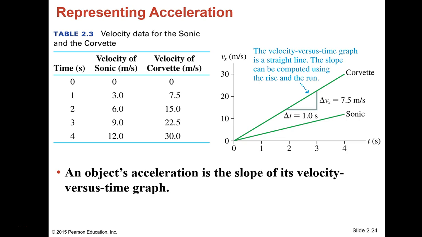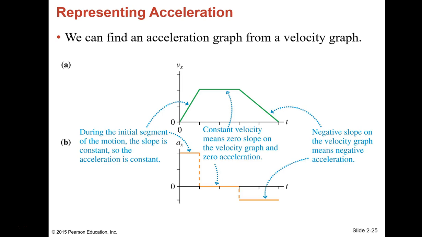All right. So again, we talk about the object's acceleration as the slope of this line. Okay, if we have a velocity versus time graph, the slope of that line is your acceleration. Okay, so we've graphed some velocity versus time data over here. And the slope, the rise over the run, is your acceleration.